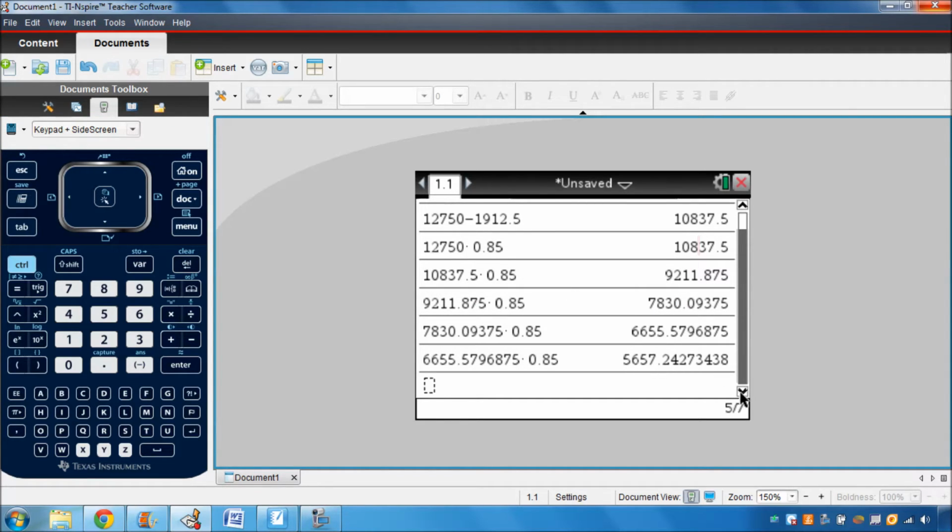Okay, and then we took that answer, $10,837.50, and multiplied that by 0.85. So you multiply by 0.85 once for the first year, twice for the second year, 3 times for the third year, 4 times for the fourth year, 5 times for the fifth year. So you would do it T times for the T year. Hopefully that makes sense to you, that we're just repeatedly multiplying by 0.85.